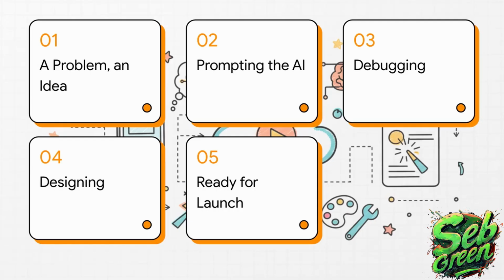All right, here's our roadmap. We're breaking it all down into 5 stages. We'll start with the problem that sparked the whole idea. Then dive into how he prompted the AI, how he fixed bugs just by talking to it, which is wild, how he gave it a pro design, and finally got it ready for the world.